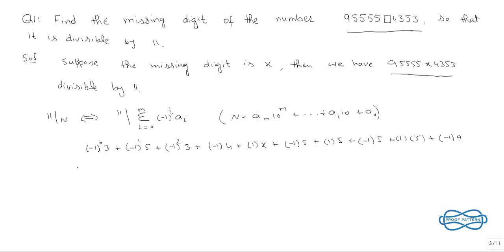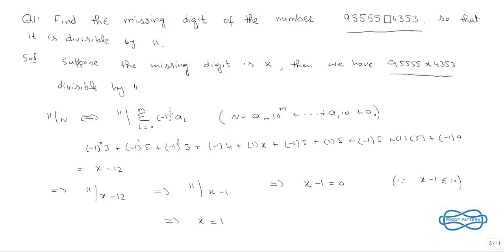After simple calculation this will be x minus 12, and this means 11 divides x minus 12, and hence 11 divides x minus 1. This means x minus 1 is actually 0, because x minus 1 must be less than or equal to 10, and anything which is less than 10 and is divisible by 11 is actually 0. This means x is equal to 1. So the missing digit is 1.